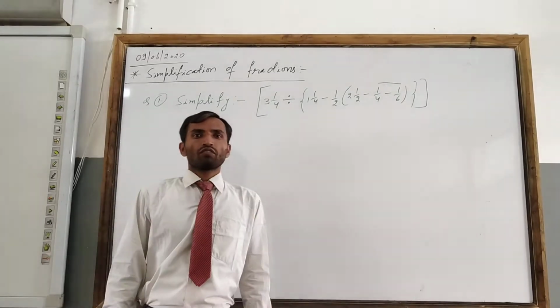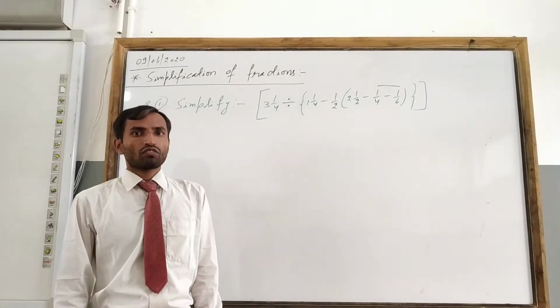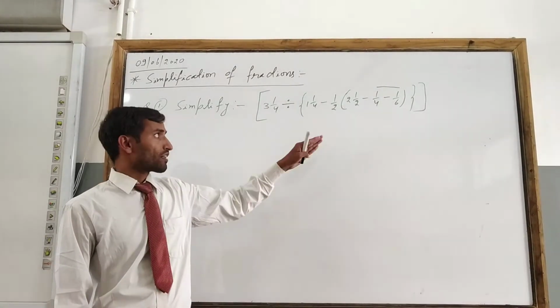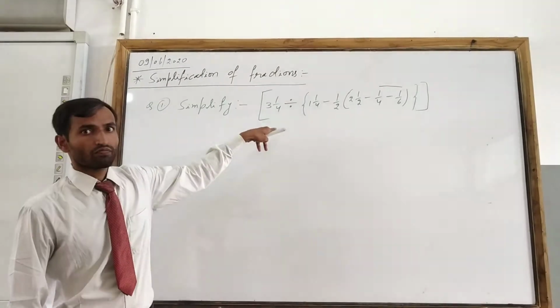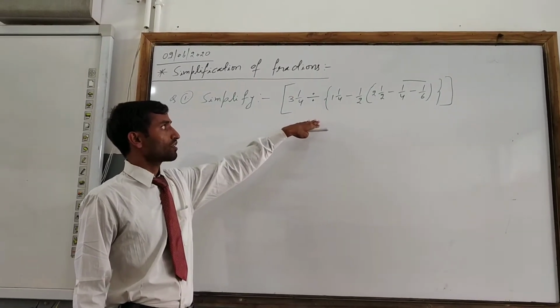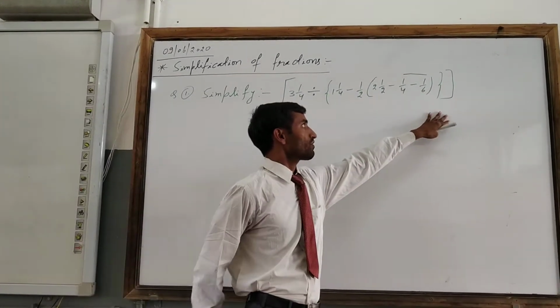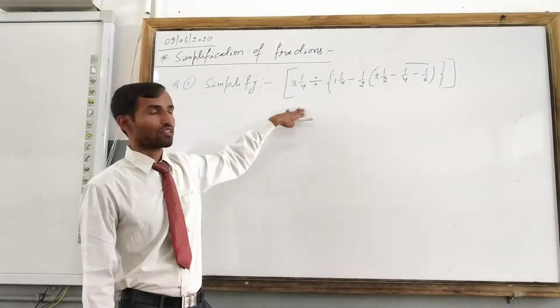Students, we have already studied the method of simplification. So we have to apply that method in this question. How to solve, how to simplify this question. Just looking at this question, how many types of operations are there?